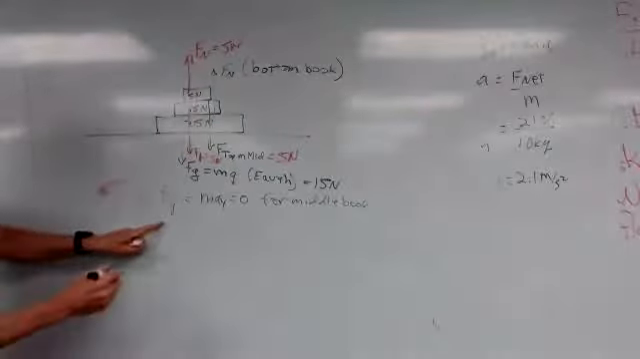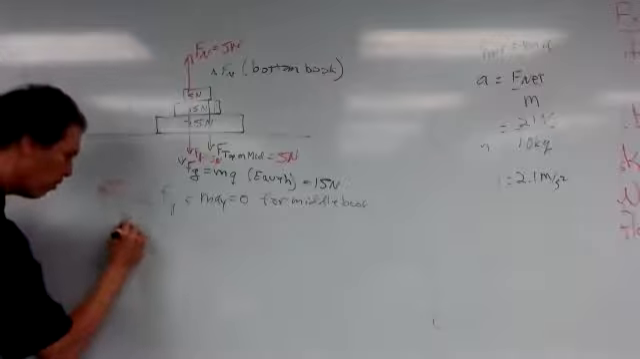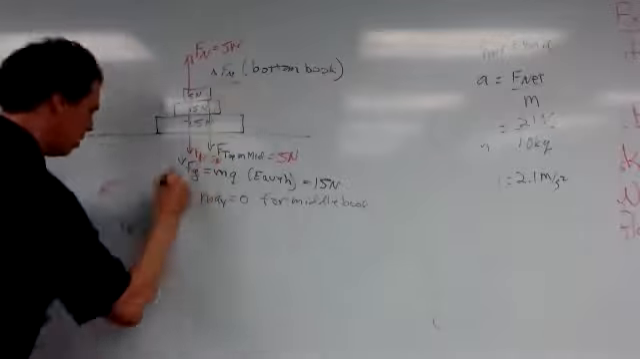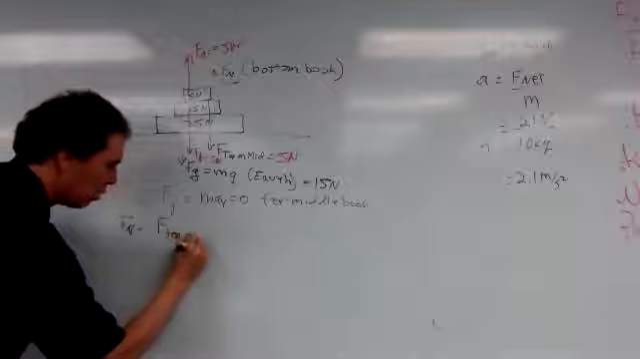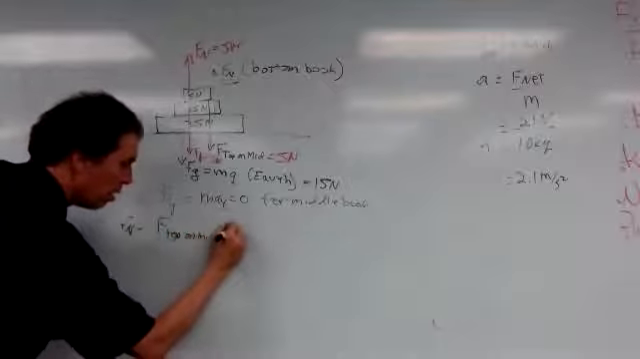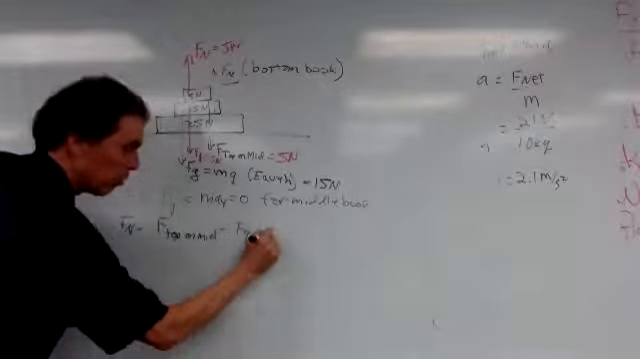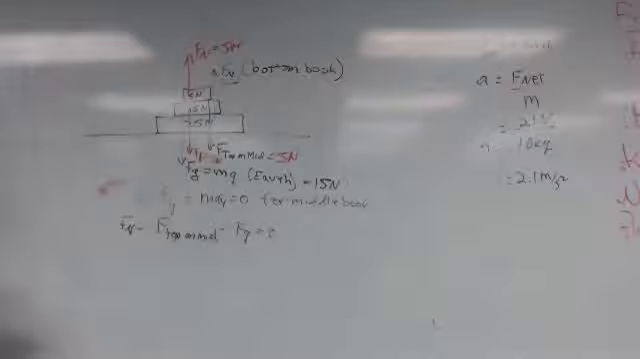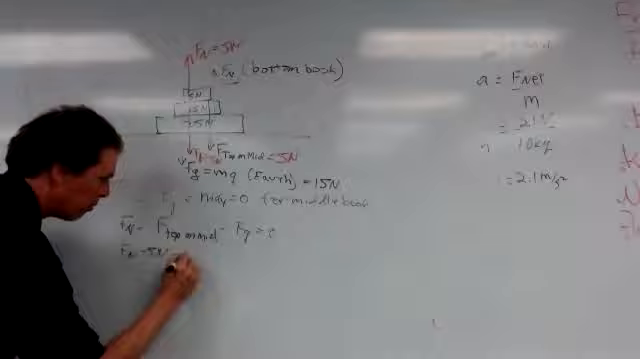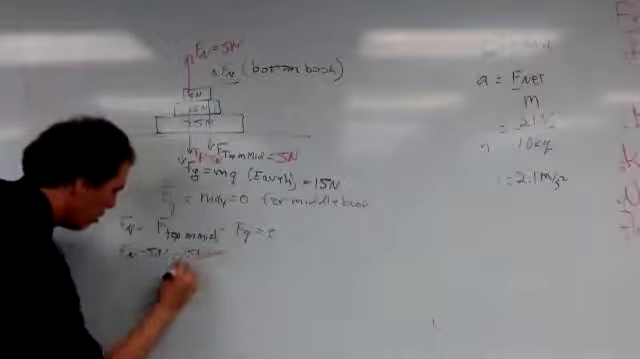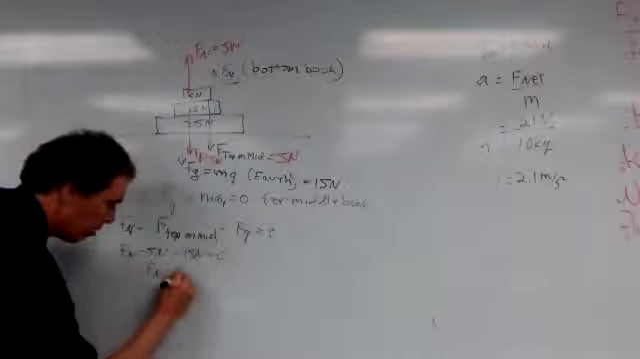That leaves me with the normal force, this one, minus F top on middle, minus the force of gravity equals 0. This is Fn minus 5 newtons minus 15 newtons equals 0. Fn is equal to 20 newtons.